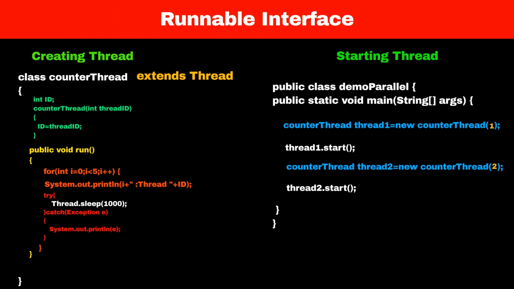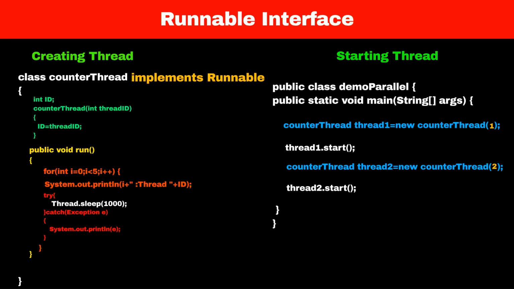Earlier we have seen how we can implement multithreading using the Thread class. So we can use a similar approach to implement multithreading using the Runnable interface. First, our child class has to implement the Runnable interface instead of extending the Thread class. That's it. We don't have to change anything in thread creation. But while starting the thread, we have to add an additional step.